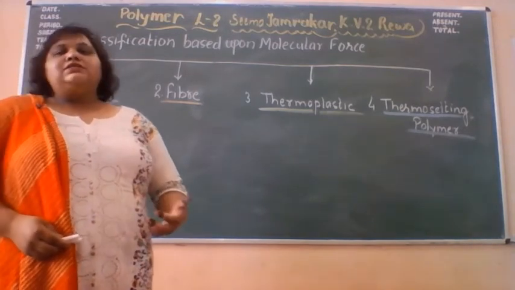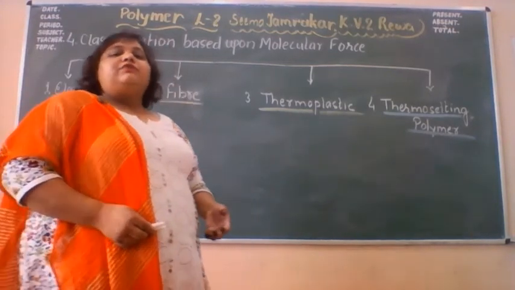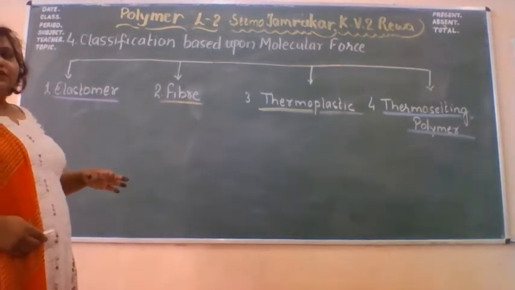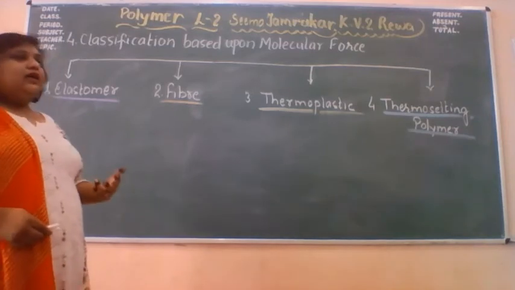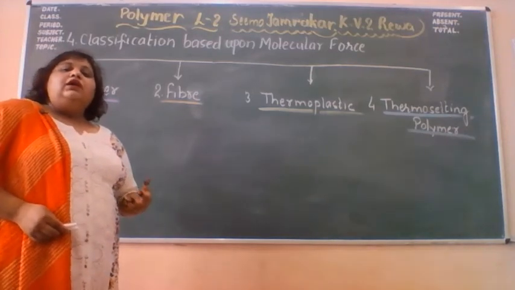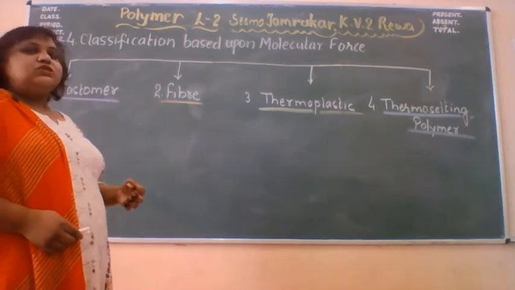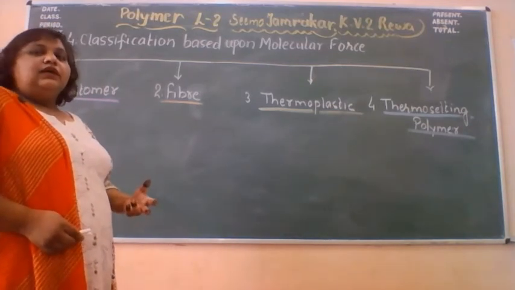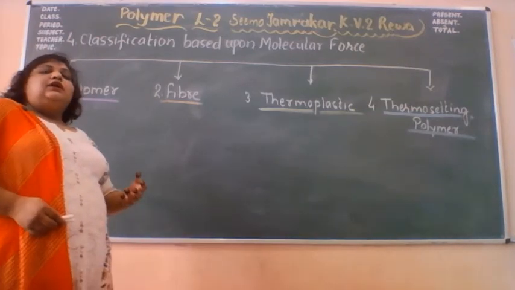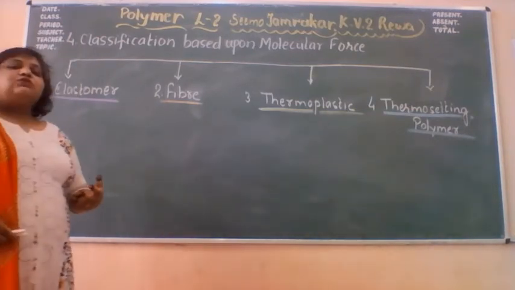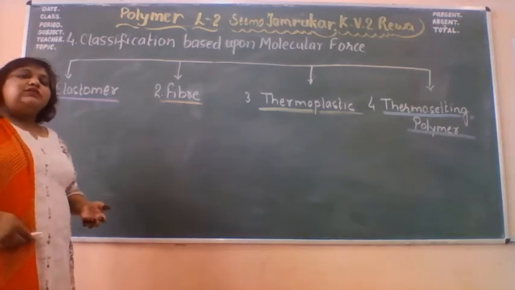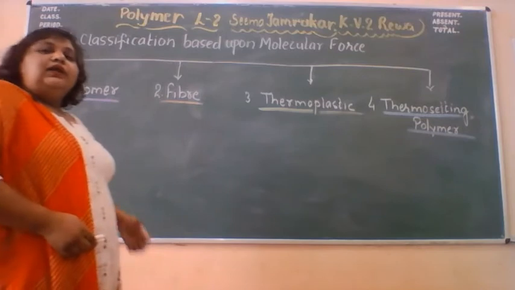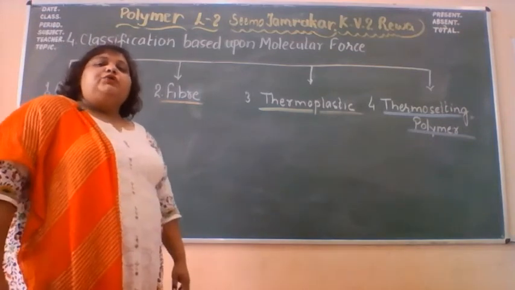Then, on the basis of different categories, we have seen the types and the classification of the polymers. The three classifications we have already seen. We discussed one based on the source, natural, synthetic. Then the second was based on the mode of the polymerization. The third one was on the basis of arrangement of the monomer units.